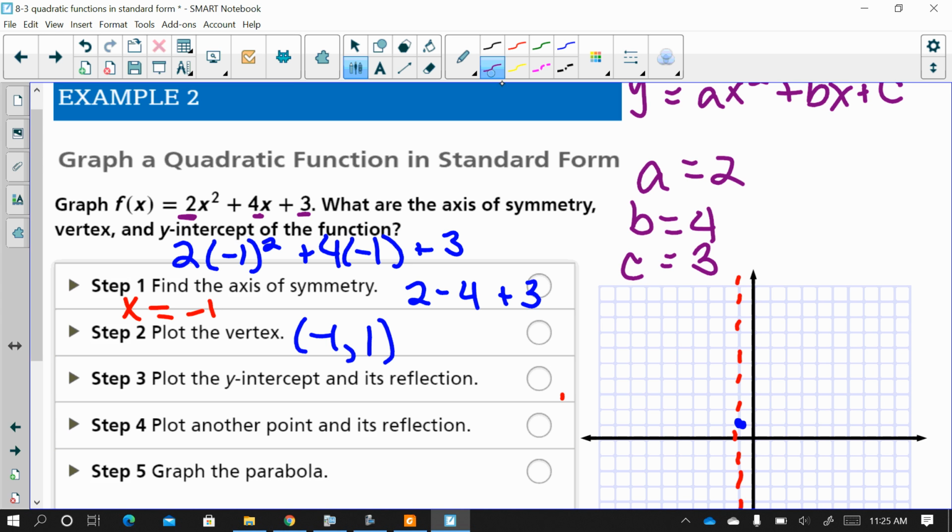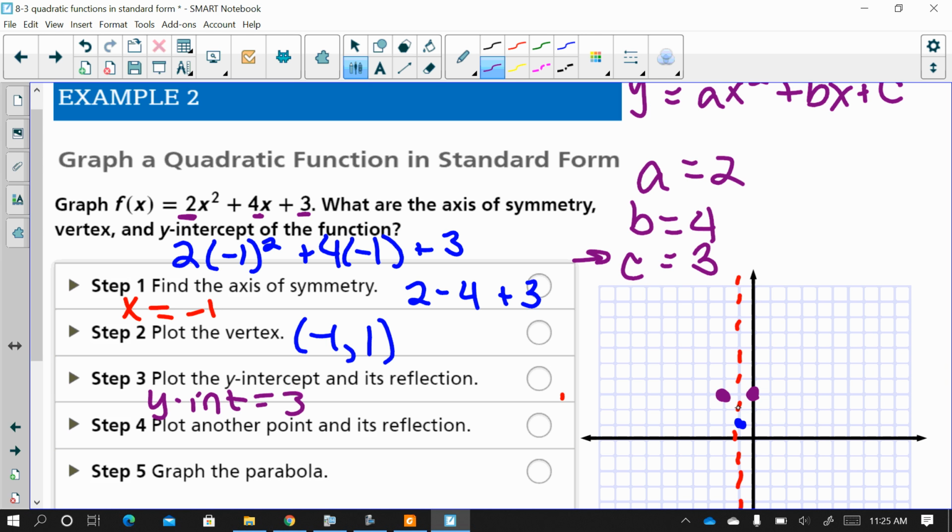The next thing we do is find our y-intercept and plot the reflection. Remember, our y-intercept is just c. So the y-intercept is 3. I'm going to plot that. And remember, this is symmetrical. I am 1 spot away from my axis of symmetry, so I go 1 spot on the other side. And there's 3 points in my parabola.